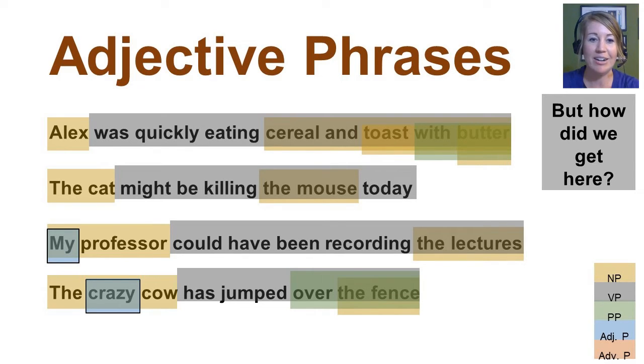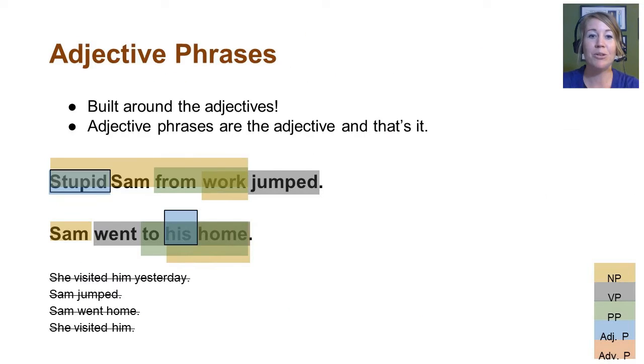So how did we get here? Adjective phrases are built around the adjectives. The adjective phrases are the adjectives, and that's it. So when we look at stupid Sam from work jumped, stupid is your adjective phrase. Sam went to his home, his is your adjective phrase. Keep in mind, we can layer up our adjectives, so we can say Sam went to his nice home, in which case his nice is your adjective phrase, right? We can layer up our adjectives.